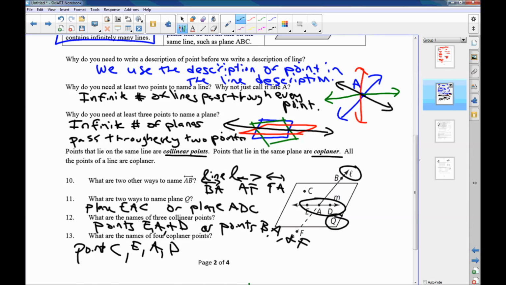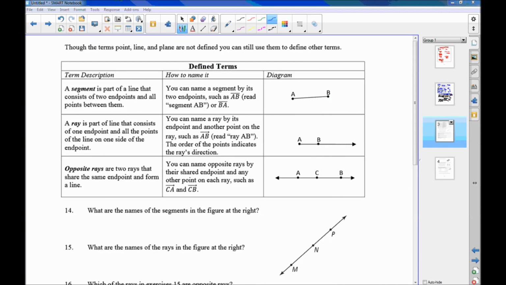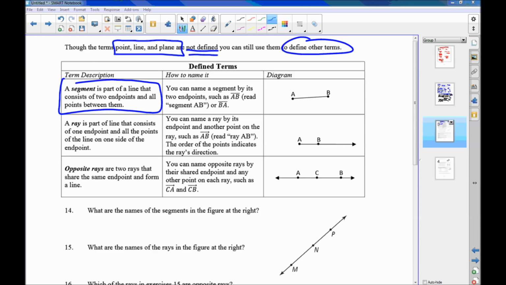All right, let's flip it over. Though the terms point, line, and plane are not defined, remember we could just give descriptions of those, and we can use those descriptions to define other terms, okay? So a term description. A segment is a part of a line that consists of 2 endpoints and all points between. Okay, so these are some defined terms. This is how we define a segment. It's part of a line, so not a whole line, just part. And it consists of 2 endpoints and all the points in between.